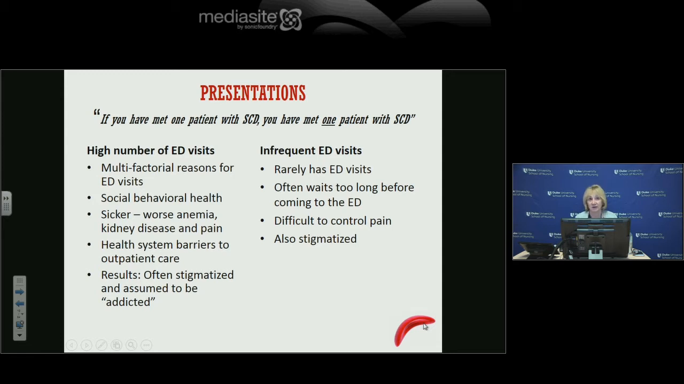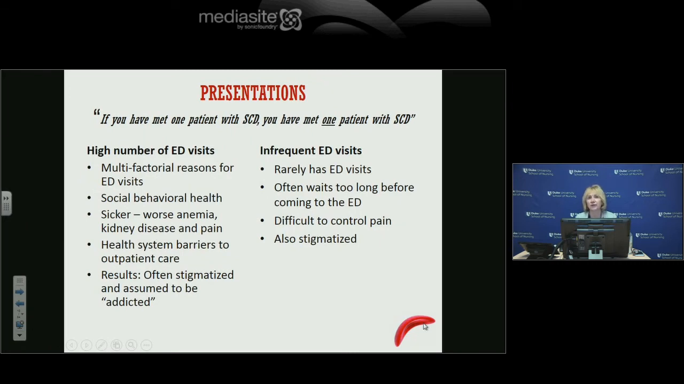So let's talk about the high number. There are actually a lot of reasons in the literature for this that we actually know and understand. We believe that they have more social behavioral health challenges. We know that they are sicker. They often have worse anemia, worse kidney disease, and worse pain. We also know that there are many health system barriers to outpatient care, and that is another really important part of our grant, and that is to be able to deliver resources and evidence-based algorithms to primary care providers so that they can also help take care of patients with sickle cell.